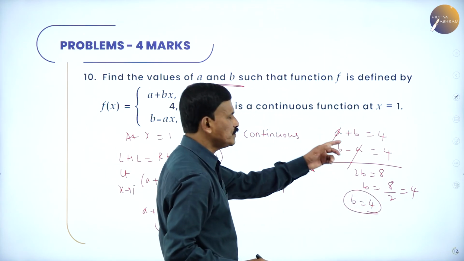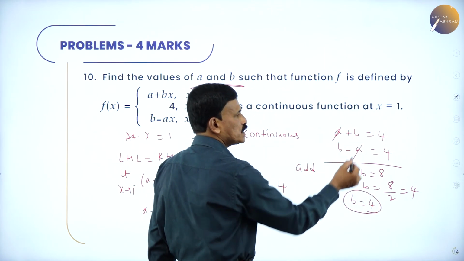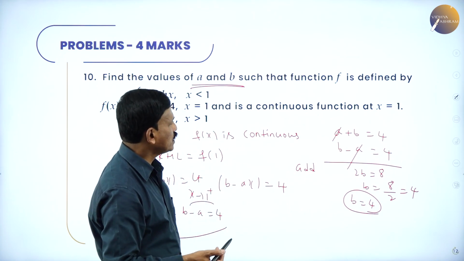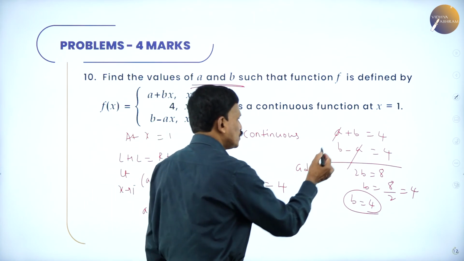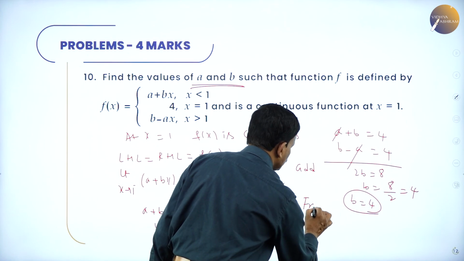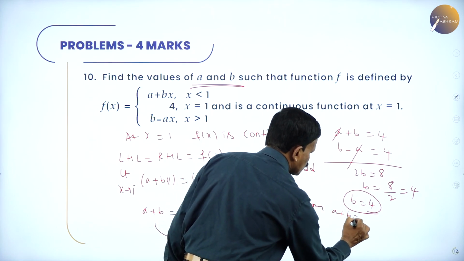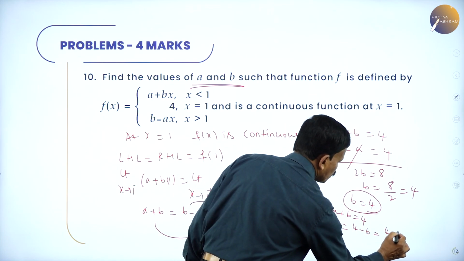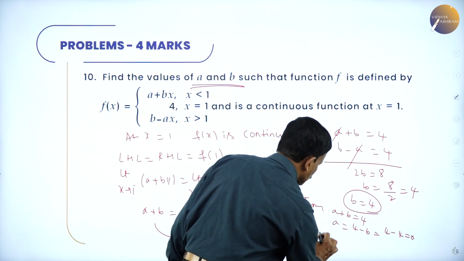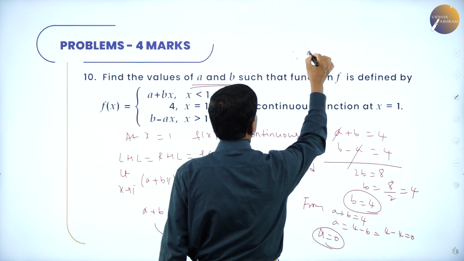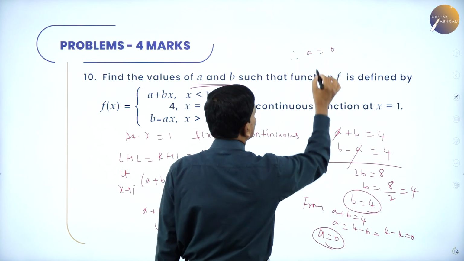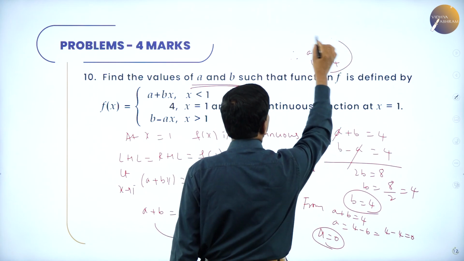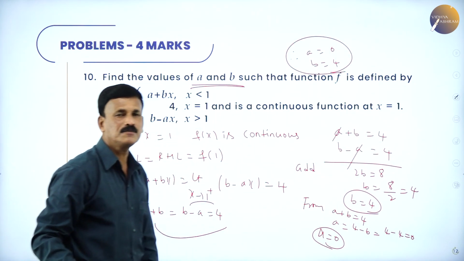Now, take any one of these two equations. Since a plus b is equal to 4, definitely the other value is 0. So, from a plus b is equal to 4, a is equal to 4 minus b, 4 minus 4 is 0, a is equal to 0. So, therefore, the values are a is equal to 0 and b is equal to 4. These are the two values of a and b.